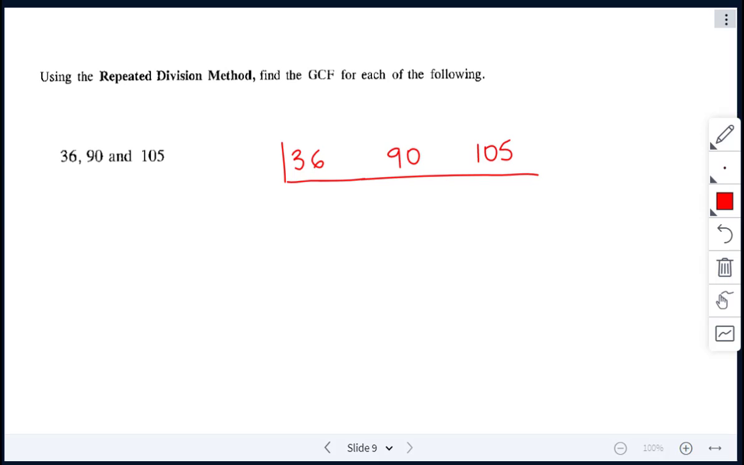So we have 36, 90, and 105. We're going to find a number that's a prime factor, and that goes into 36, 90, and 105. So we're going to use 3. 36 divided by 3 gives me 12. 90 divided by 3 gives me 30. And 105 divided by 3 gives me 35.